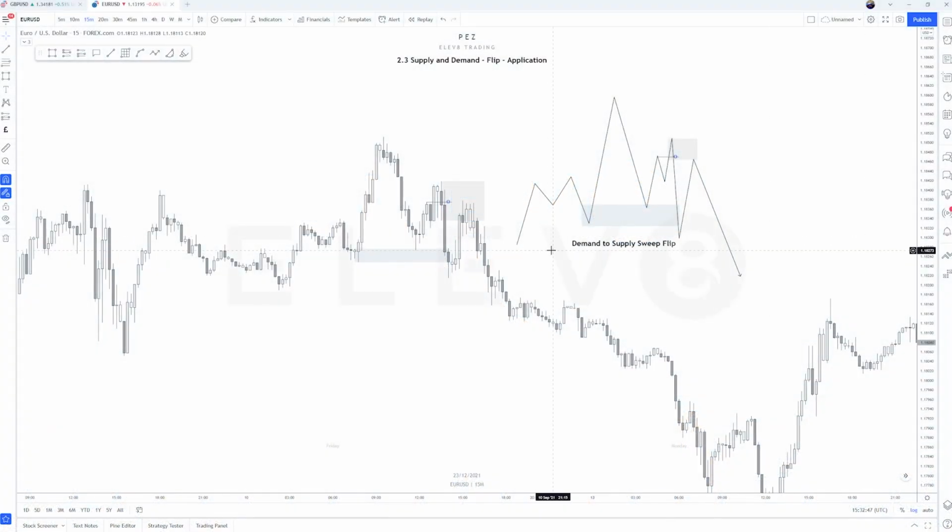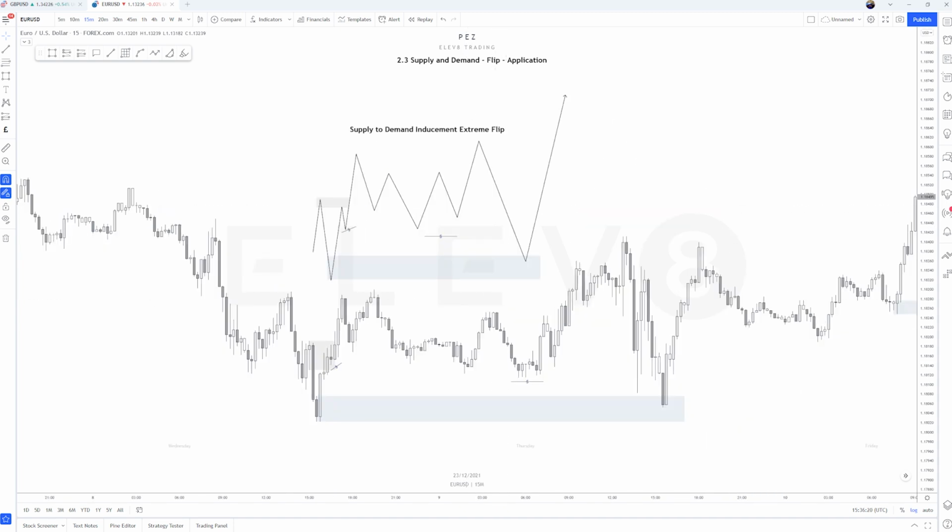As you can see here, we have the demand to supply sweep flip. So what happens is price comes up, breaking structure here, creating this demand. Price then comes down, tapping into demand, pulls back, and then creates this high here. Price then pushes down, comes up, sweeps this high, pushes down, breaking this demand, and then comes back, tapping into supply, and then runs.